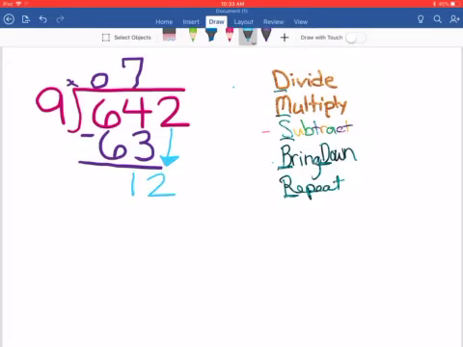All right, 12 divided by 9 can only do 1. And that gives me 9. 12 minus 9 is 3. There's nothing left to bring down. I have a remainder of 3. So if you got 71, remainder 3, woohoo, go you. If you didn't, we need to figure out why.